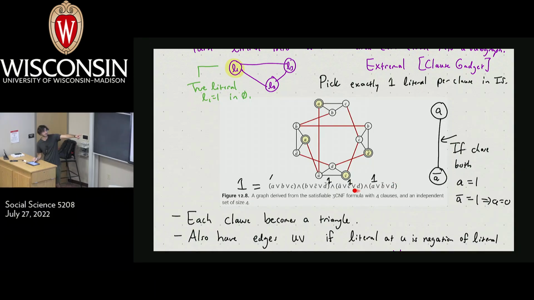So I'm giving you this specific input formula, and this is the specific graph that we construct. But the formula in general could be 50 clauses, it doesn't matter. It's just a specific example to illustrate what the reduction looks like.